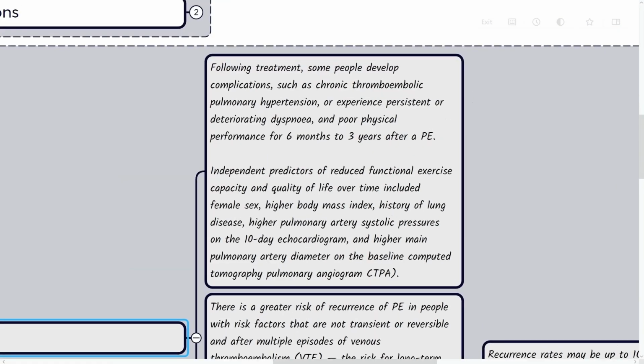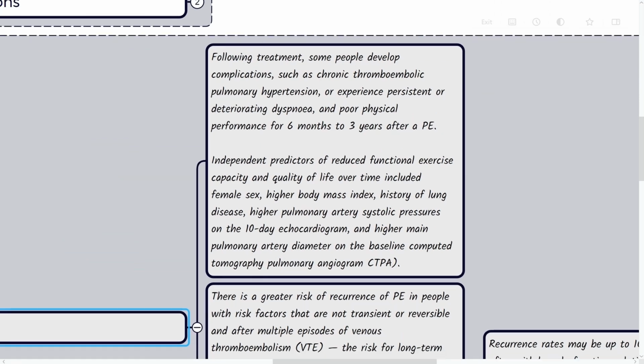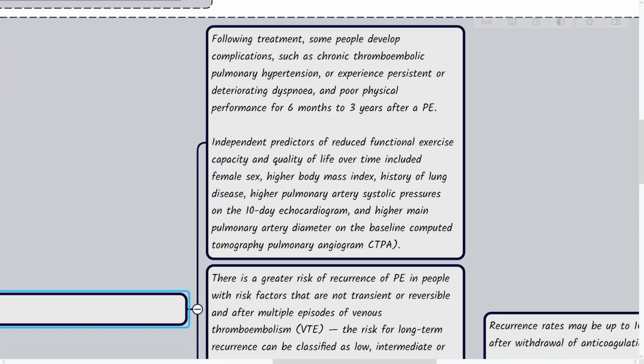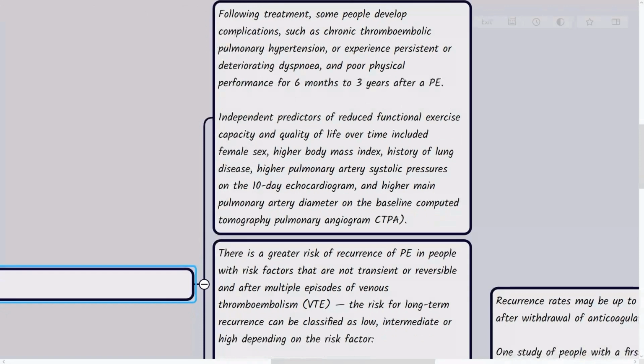Following treatment, some people develop complications, such as chronic thromboembolic pulmonary hypertension, or experience persistent or deteriorating dyspnea, and poor physical performance for 6 months to 3 years after a PE. Independent predictors of reduced functional exercise capacity and quality of life over time included female sex, higher body mass index, history of lung disease, higher pulmonary artery systolic pressures on the 10-day echocardiogram, and higher main pulmonary artery diameter on the baseline computed tomography pulmonary angiogram, CTPA.